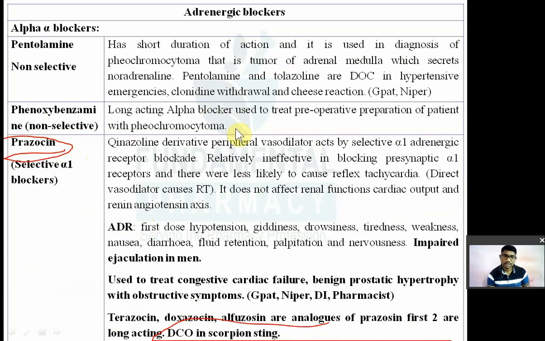And these drugs are also used as anti-hypertensives. These drugs are also used in the treatment of pheochromocytoma, that is hypertension because of the pheochromocytoma or because of the benign prostate hypertrophy of your prostate gland.